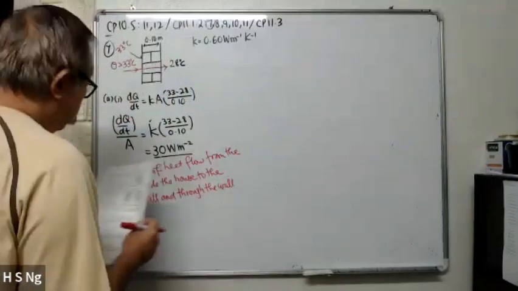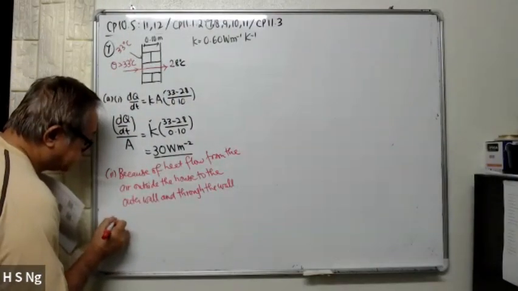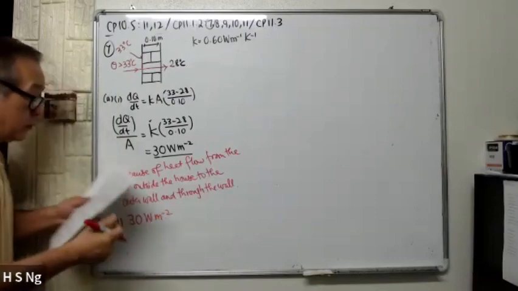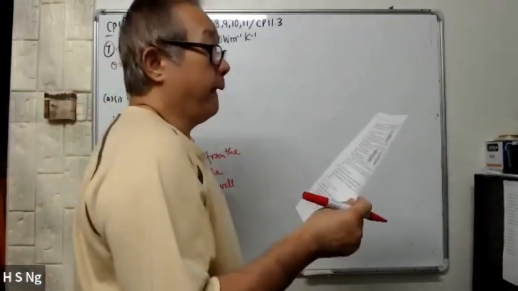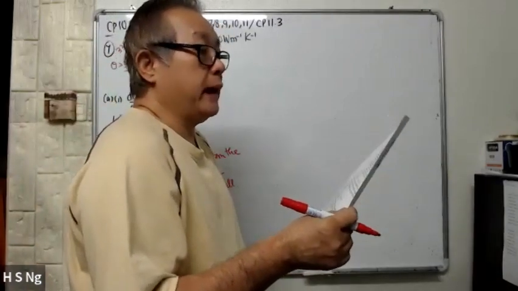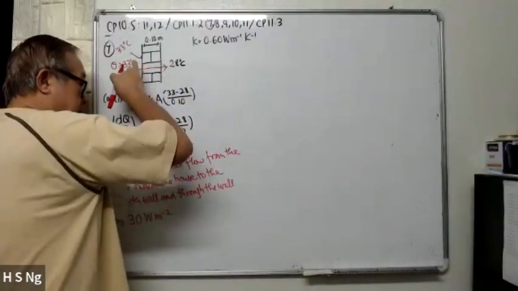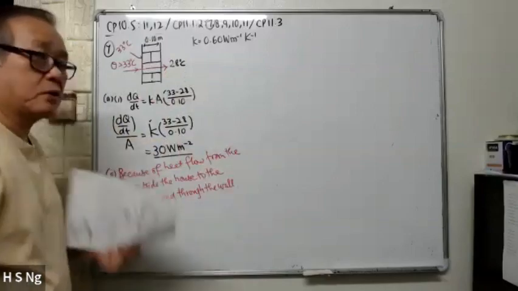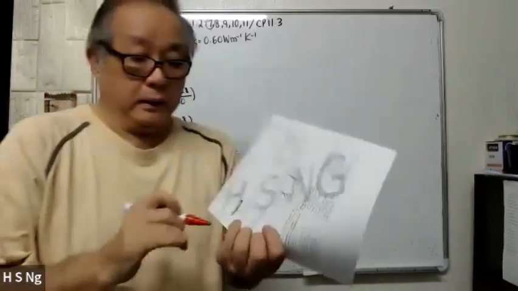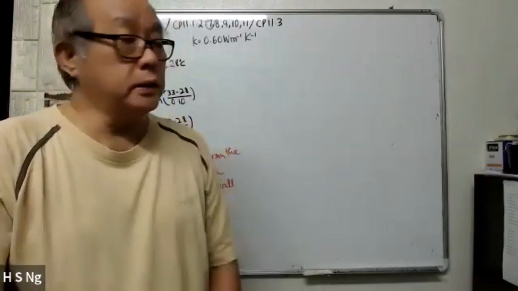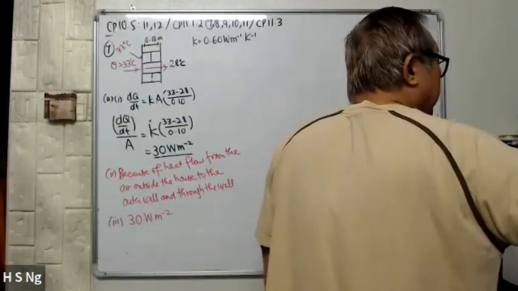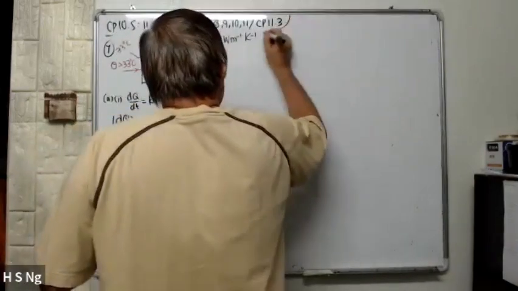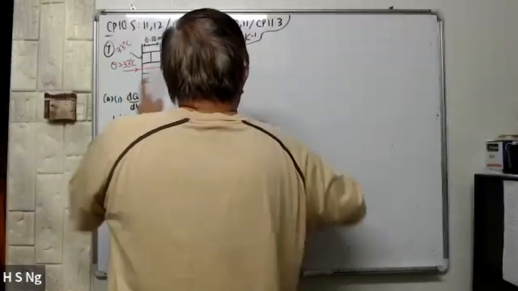So because of that, the answer is also 30 watt per meter square, okay? So there's a rate of heat transfer from the air outside. Here, 30 watt per meter square. Here, 30 watt per meter square. Here, 30 watt per meter square. Okay. So they might ask this question in a different way. So this question is a good question for revision.